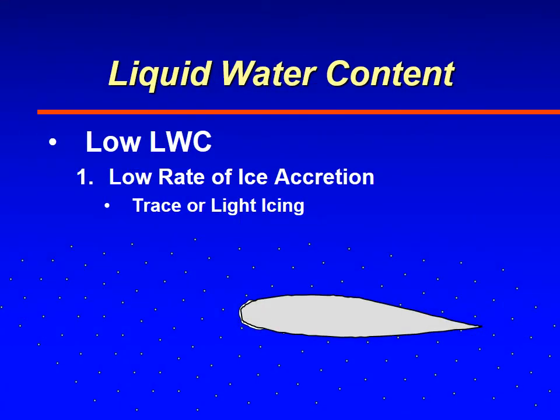Now, if you have low liquid water content in cloud, then of course two things can occur. Number one, your rate of accumulation or the icing intensity will not be so great. A drier cloud means fewer water droplets, maybe smaller water droplets, so it's going to be a slower accretion of ice, which tends to produce a trace to light icing.